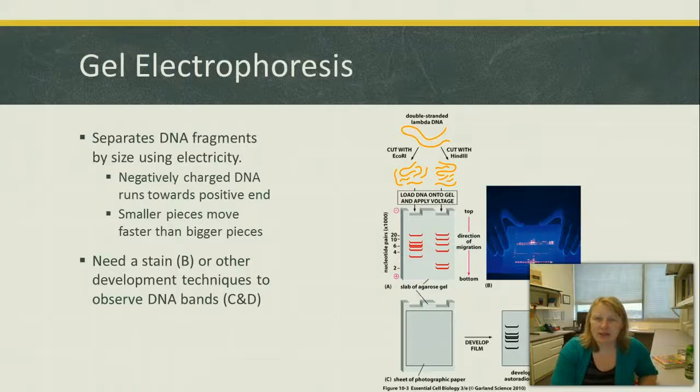Then we'll always stain it either using ethidium bromide or any other way to observe the bands. We can also then transfer this to a blot if we want to, and we'll talk about that later.